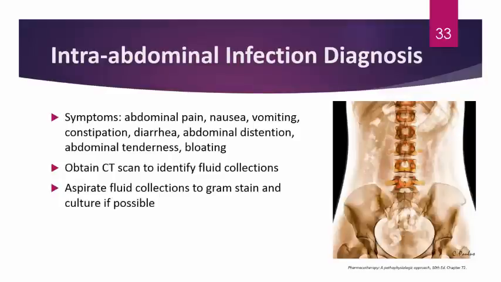For patients with intra-abdominal infections, we're concerned about abdominal pain, nausea, vomiting, constipation, diarrhea, abdominal distension, abdominal tenderness, and bloating. A CT scan can be done to identify fluid collections in these patients, and if you can, it's important to aspirate fluid collections for gram stain and culture if possible. Sometimes these will actually be done in the process of a thoracentesis or a paracentesis.